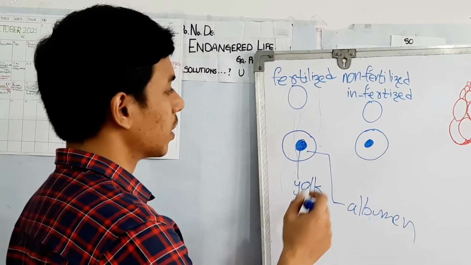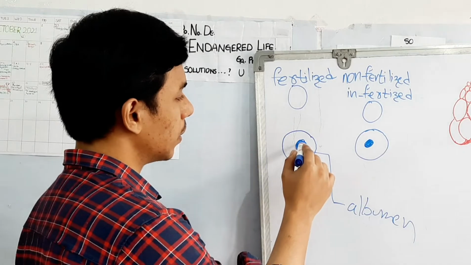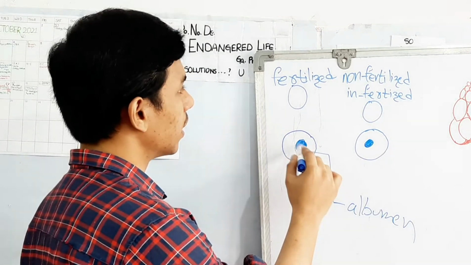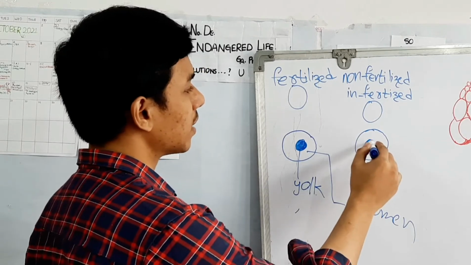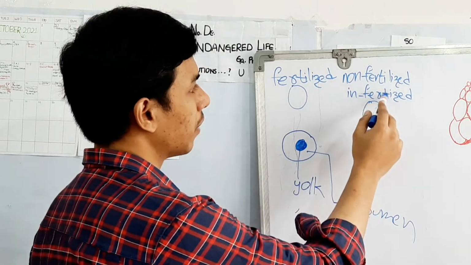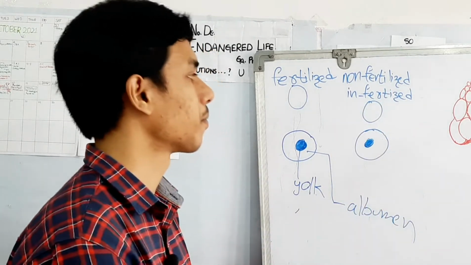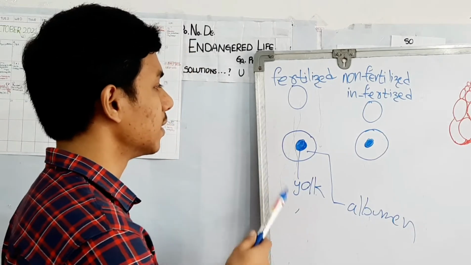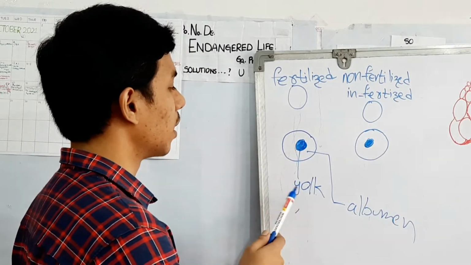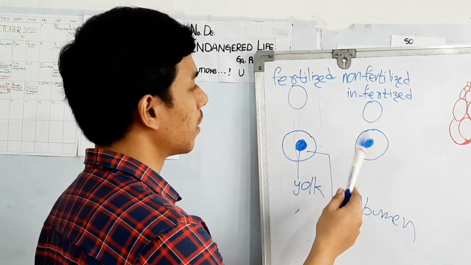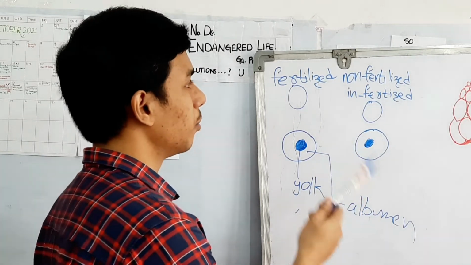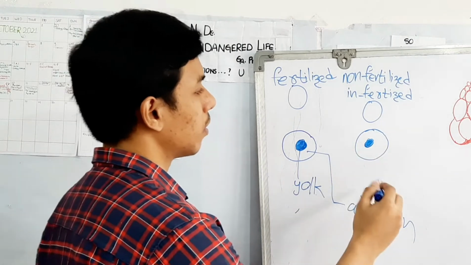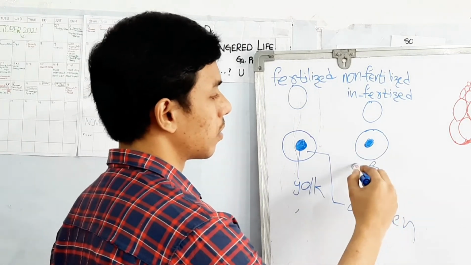Now, if the sperm cell fertilizes the yolk, then it will give a fertilized egg. If the sperm cell didn't fertilize the yolk, it will give an unfertilized or infertilized egg. If the hen hatches this fertilized egg, it will give a chick. If the hen hatches this non-fertilized egg, there will be no chick because there is no fertilization.